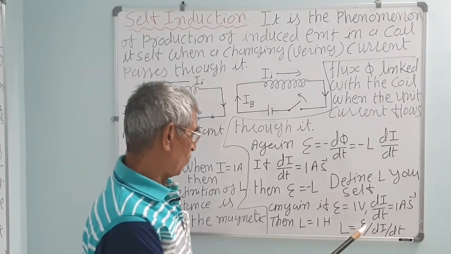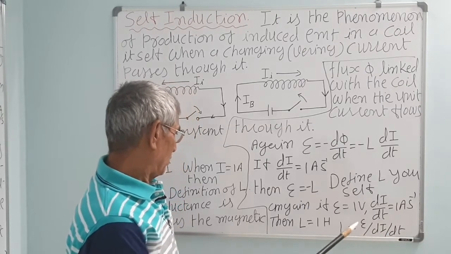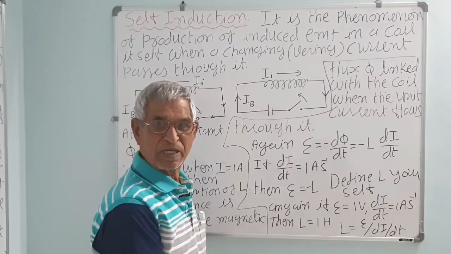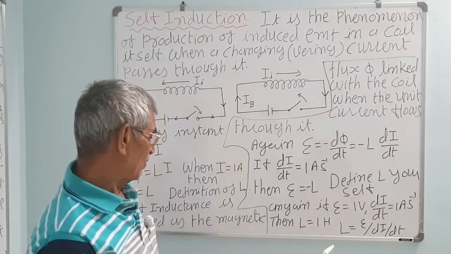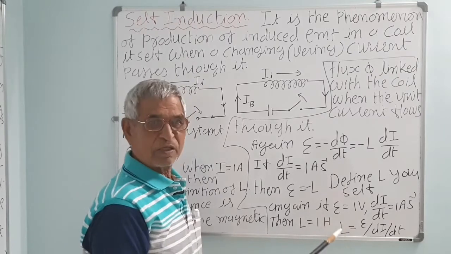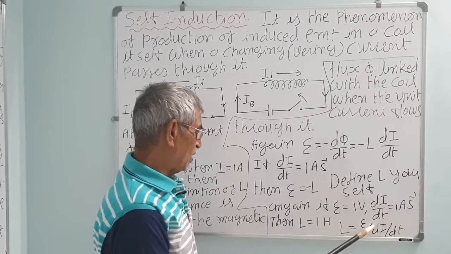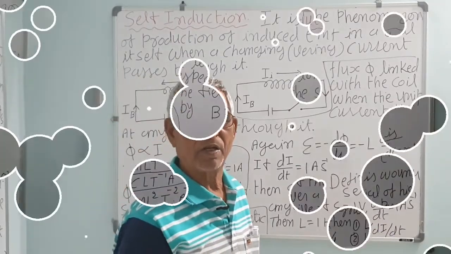So E is in volt, di/dt is ampere per second, correct? So if E is 1 and di/dt is also 1 ampere per second, then L will also be 1, and it is 1 Henry. So self-inductance of a coil is said to be 1 Henry if a current change in the coil at the rate of 1 ampere per second generates the EMF of 1 volt.